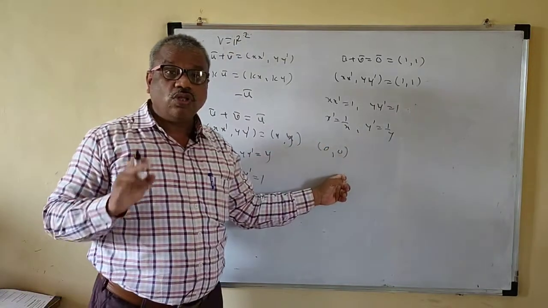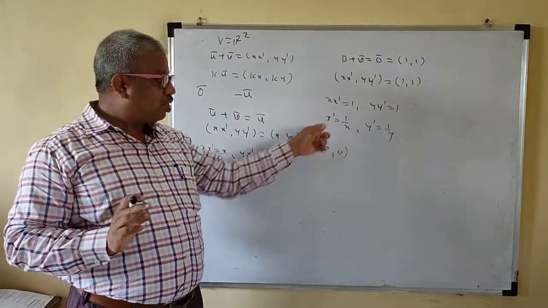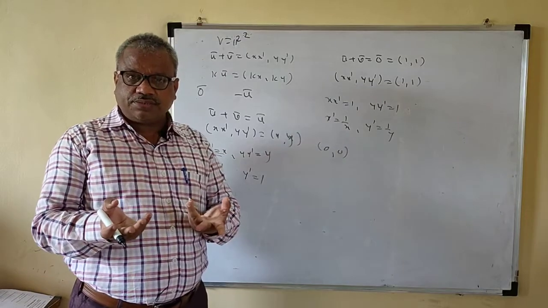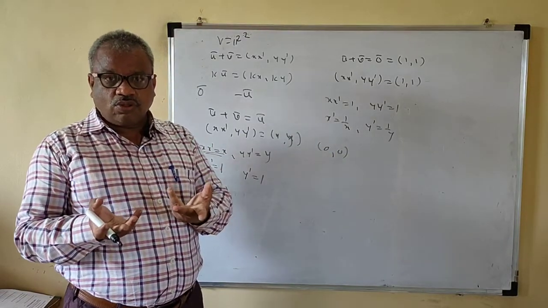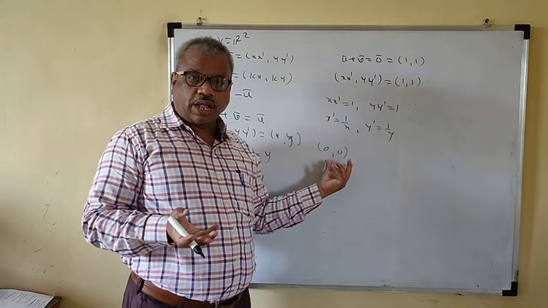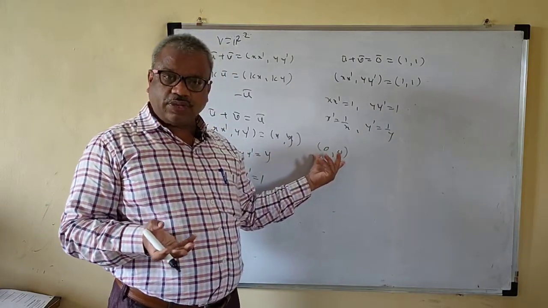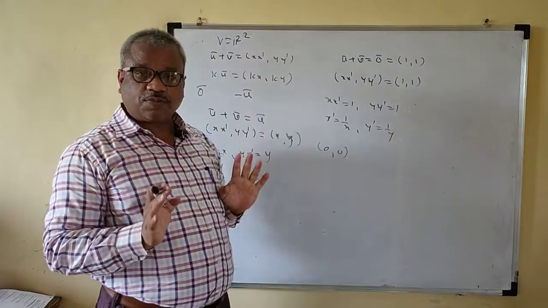It has no negative element, because 1 upon 0 does not exist. So that means (0, 0) has no negative element and no additive inverse. So that means this is not a vector space.